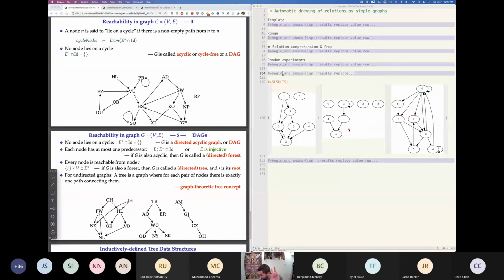So does this one have any cycles? 5, 4, 3, 2, 1. Does this have cycles? Right. It has this cycle right here. Okay. So let's look for interesting cycles that are not loops. Let's look for interesting non-loop cycles. So it has this one, but it has no other interesting ones.